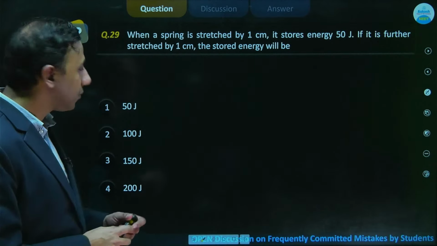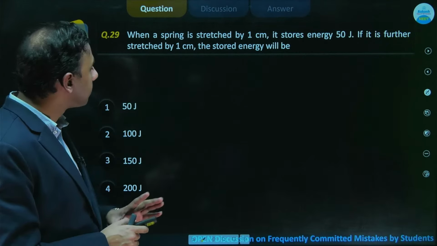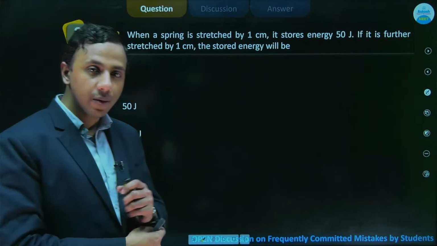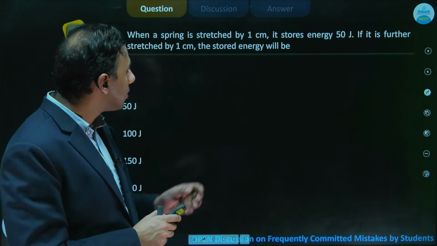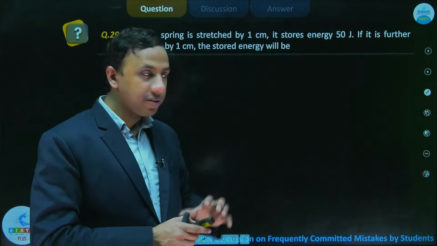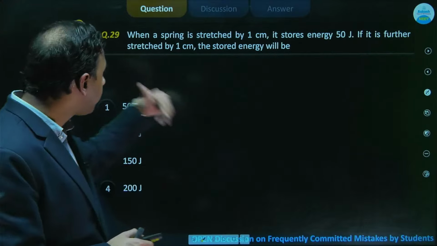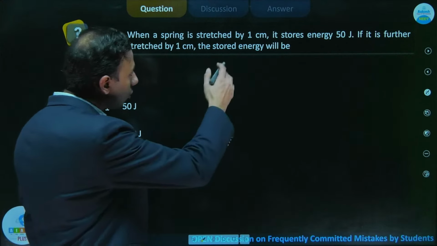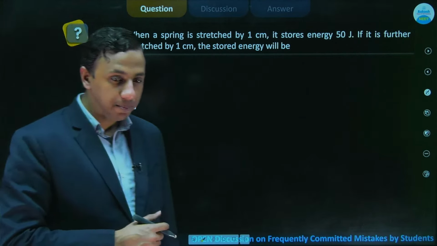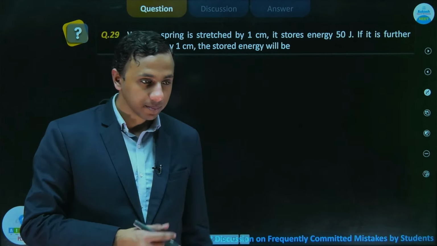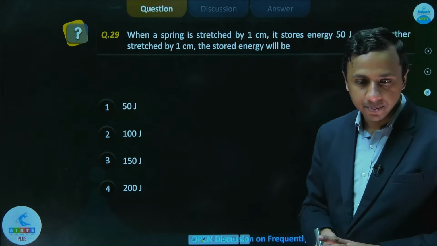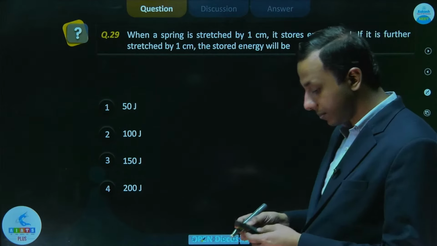Let's read on. What it says is that when a spring is stretched by 1 centimeter, so 1 centimeter from natural length, let's say it has been stretched by x, it stores energy 50 joule. If it is further stretched by 1 centimeter, the stored energy will be? Can you guys try it and tell me what the answer will be? It is a very simple question too. Try it.